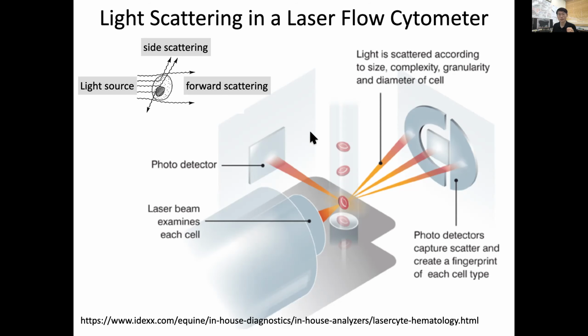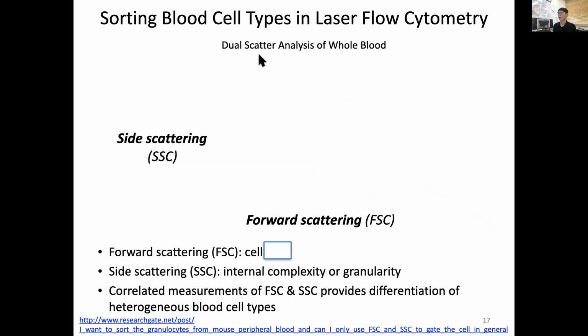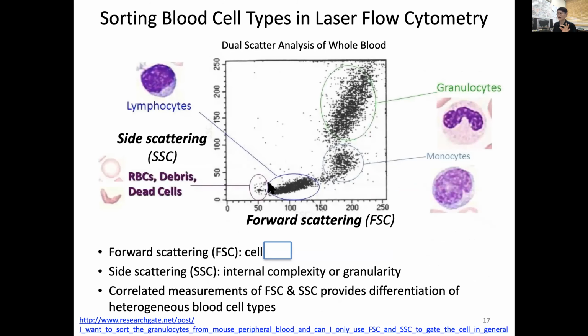In fact, we can use this for sorting out different components in your whole blood. So whole blood can be analyzed with this, sorting blood cell types by using laser flow cytometry. So with dual scatter analysis of your whole blood, you can plot x-axis forward, y-axis side scattering. And very interestingly, bigger forward scattering means bigger cells, and side scattering is more like granularity. So debris, RBCs, and platelets, very small ones, don't scatter much.